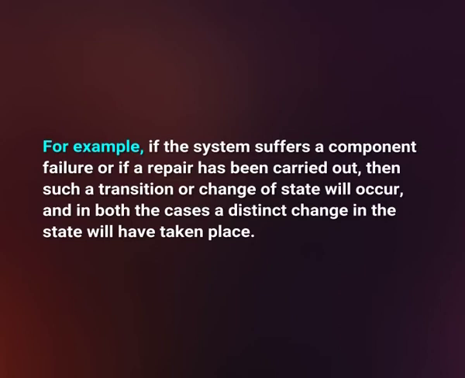For example, if the system suffers a component failure or if a repair has been carried out, then such a transition or change of state will occur, and in both cases a distinct change in the state will have taken place. A complete description of the system in terms of its reliability, availability and resource utilization, such as use of maintenance teams, spares holdings, buffers, etc., can be obtained from the output of Markov analysis.